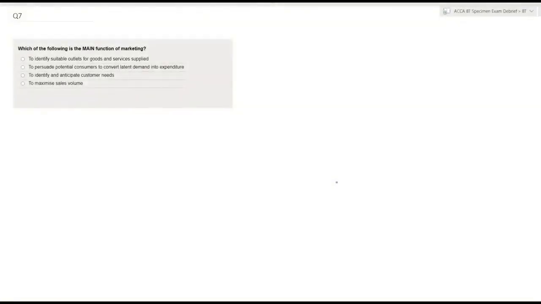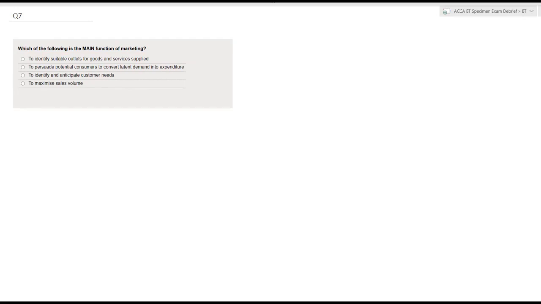This is question 7. Which of the following is the main function of marketing? We've got 4 options: to identify suitable outlets for goods and services supplied, to persuade potential consumers to convert latent demand into expenditure, so persuading customers to actually spend money, to identify and anticipate customer needs, and to maximize sales volume. Well, all of those seem a reasonable function or aim of marketing.